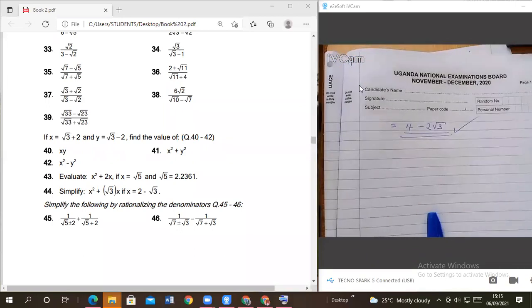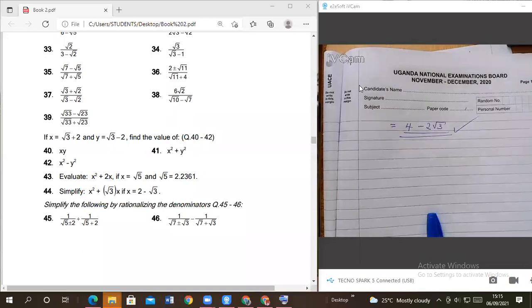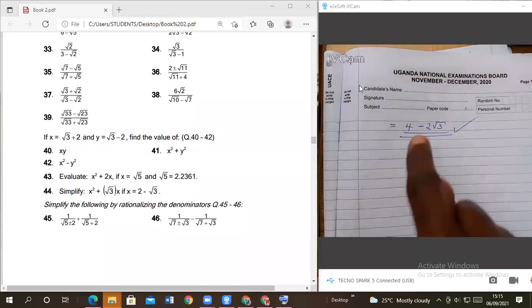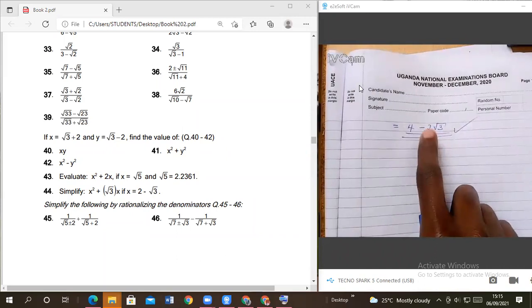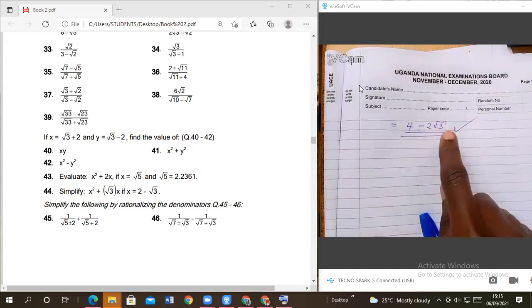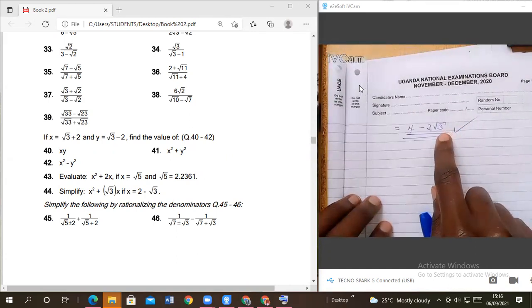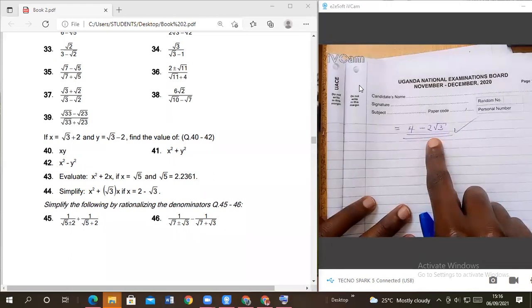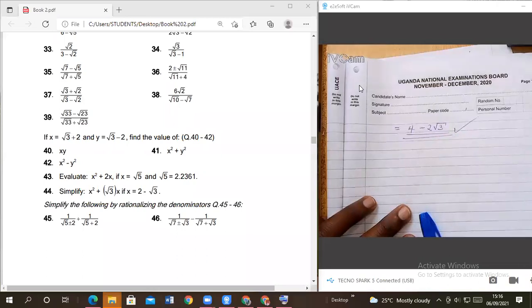Teacher, you can't say that 4 minus 2 root 3 gives you 2 root 3. I beg your pardon? I'm not getting you, please. If you say 4 minus what? Please, I'm not getting you.